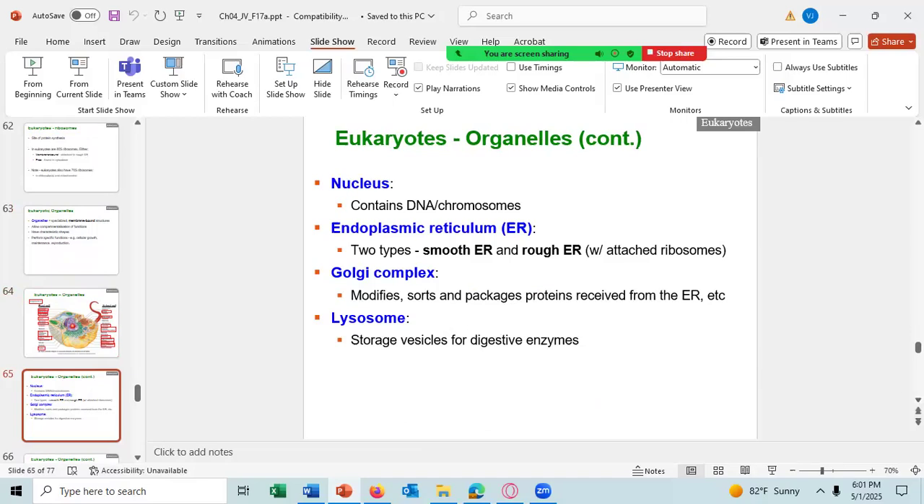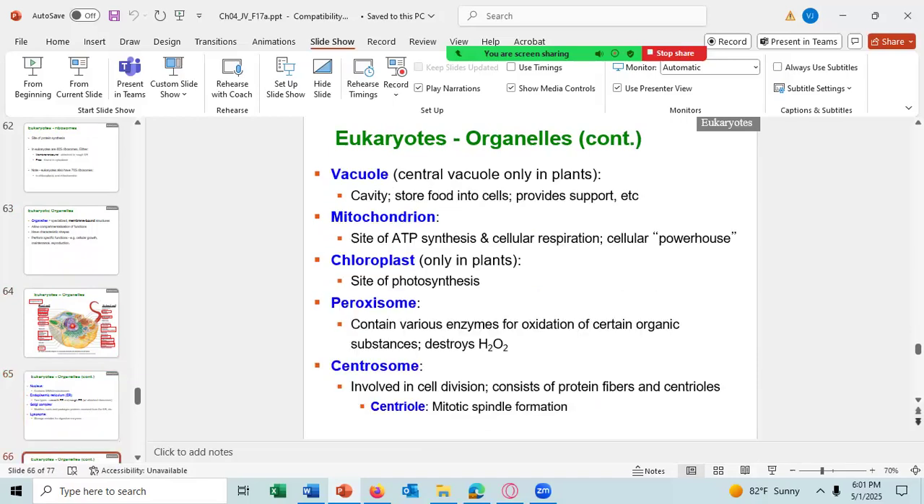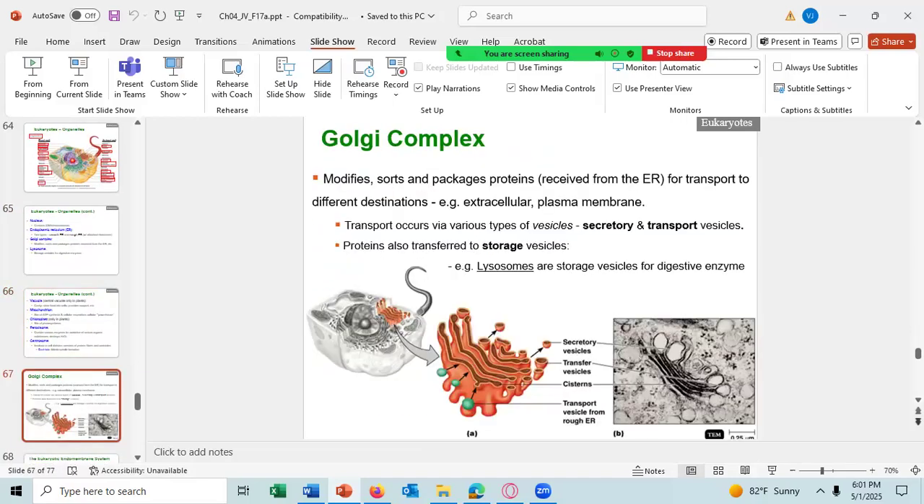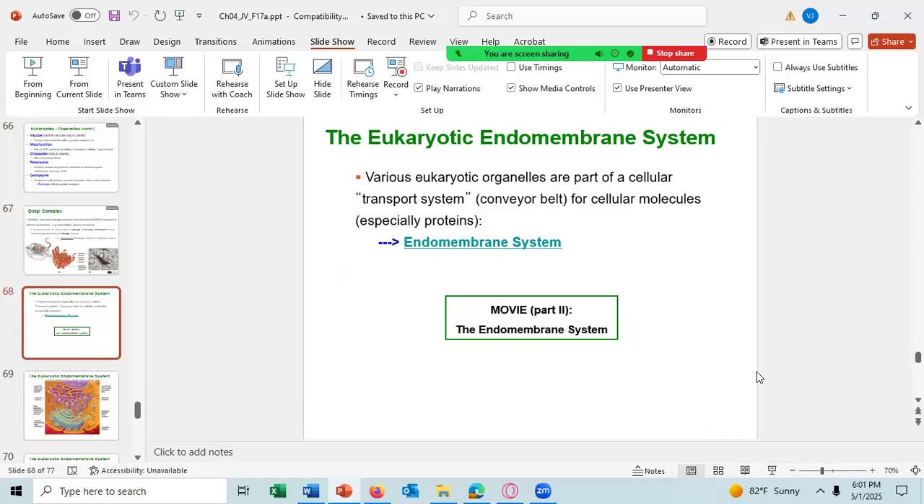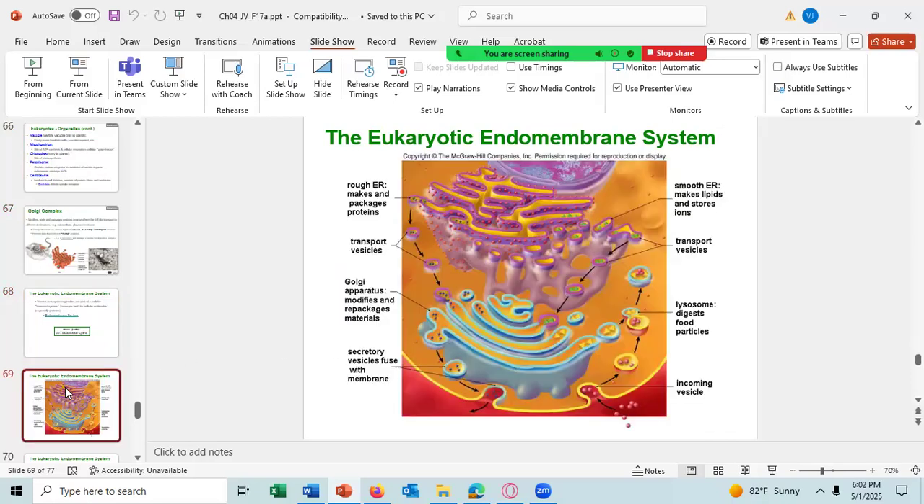Let me briefly talk a little bit about the eukaryote endomembrane system. In eukaryotes, we have an endomembrane system where molecules begin with the ER, endoplasmic reticulum. And if it's a protein molecule, it'll be made on the rough ER. But if it's a lipid, it'll be made on the smooth ER. The rough ER just has ribosomes attached to it. The smooth ER lacks the ribosomes. Let's talk about the rough ER.